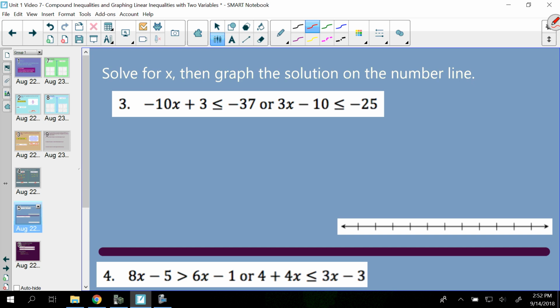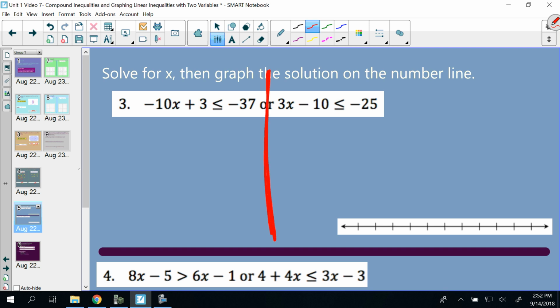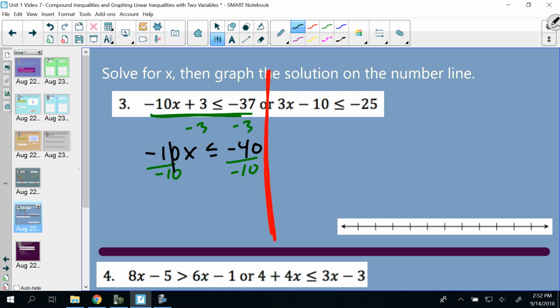Some of these OR ones now, when we're doing those ones, you almost think of it as 2 separate problems here. We want to solve both sides. So first one we're going to solve here, what would this solve out to be? So do like you normally do, subtract 3 here, giving us negative 10x less than or equal to negative 40. Now divide by negative 10. Now here we're dividing by a negative. This is an instance where you want to make sure you've switched the direction of the inequality sign.